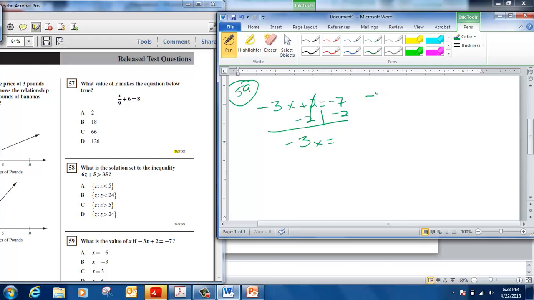So I'm just going to write this out horizontal. Negative 7 minus 2. So you're pushing away from the positive goal, so you're going to go further into the negatives. So you're at negative 7 and you're going back 2. So that's going to equal negative 9. And then divide by negative 3, divide by negative 3, x equals positive 3. So that's going to be C.